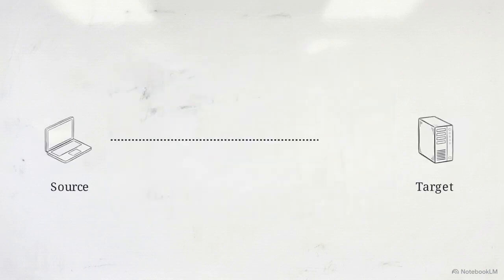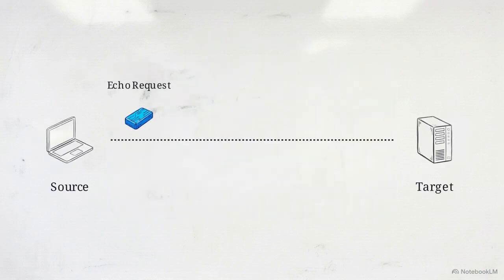The sequence begins when the source device constructs an ICMP echo request and forwards it toward the target IP address. If the target device receives the packet, the protocol strictly dictates that it must construct a corresponding ICMP echo reply and return it to the source.